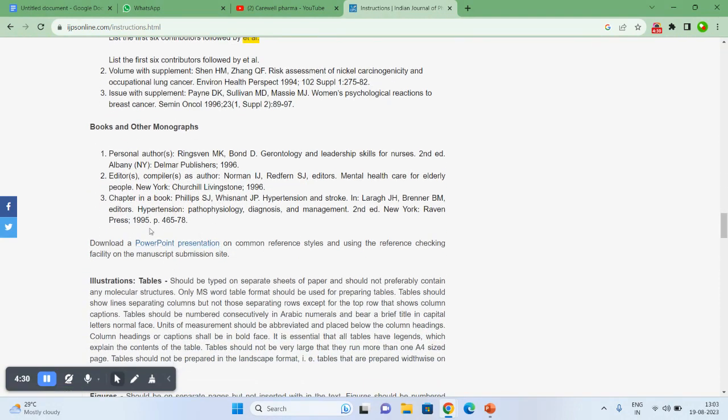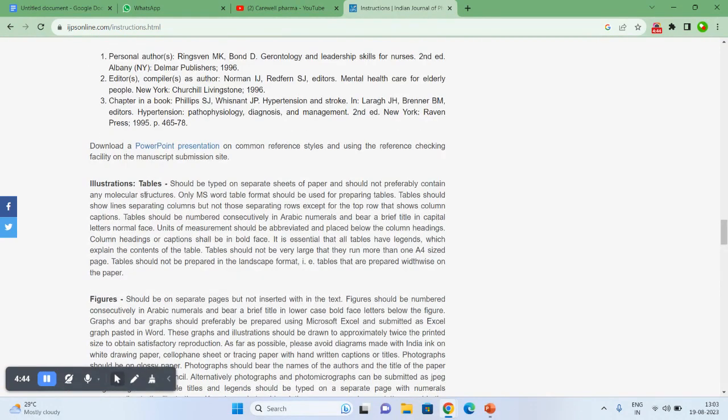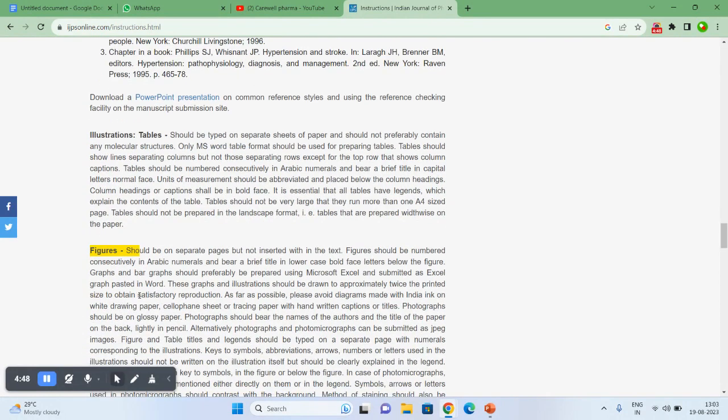Here they also provide a template or a presentation where they give you an idea of how the referencing should be done. In many journals, they provide a reference template for the entire article, so you get an idea of the way in which your article is to be structured. Illustrations, your tables and figures, should be made in MS Word, Excel, Canva, or any other website, and if obtained from somewhere, they should be properly cited.